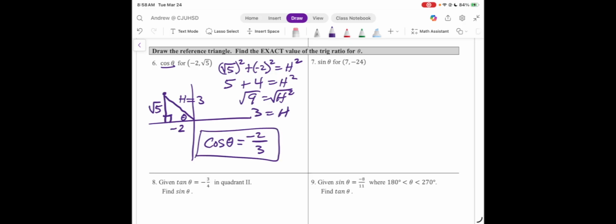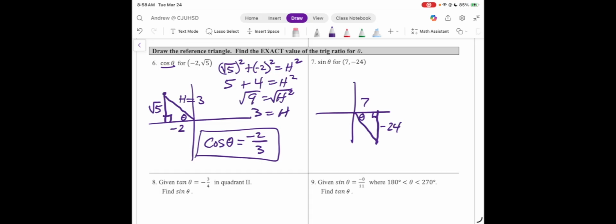Number 7. Okay, now where am I? I'm at 7, -24. So that means I'm down way over here. Always right angle to the x-axis. Okay, so the angle, and let's see, 7 would be the horizontal, and -24.